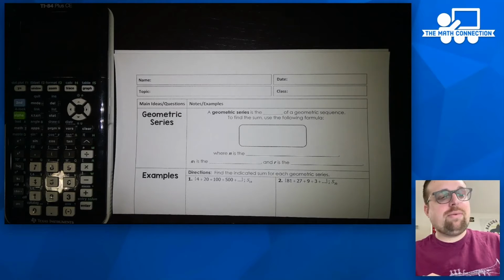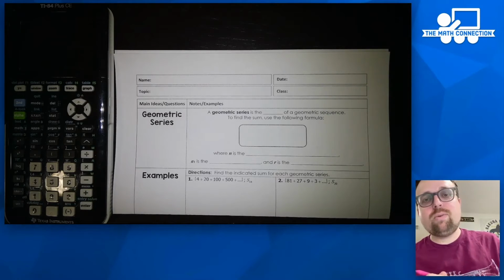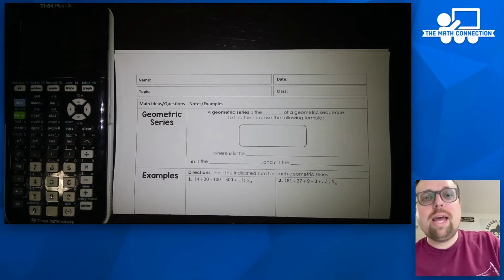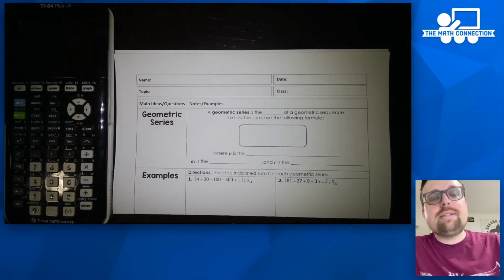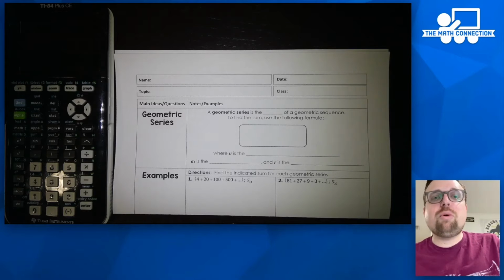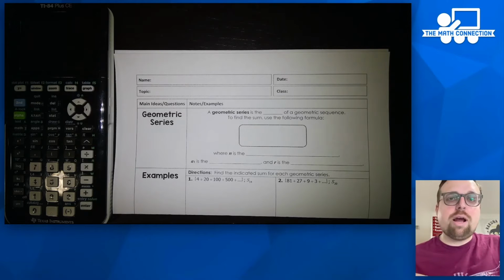In the last lesson we talked about what a geometric sequence was. In that geometric sequence you have a sequence of terms in a particular order, and between each of the terms there is a common ratio. So to go from the first term to the second term you multiply by a certain number, which is r. And then to go from the second to the third, you multiply the second term by r to get to the third term, and so on and so on.